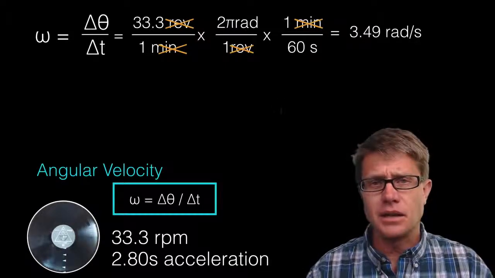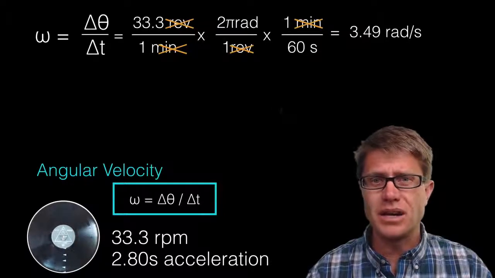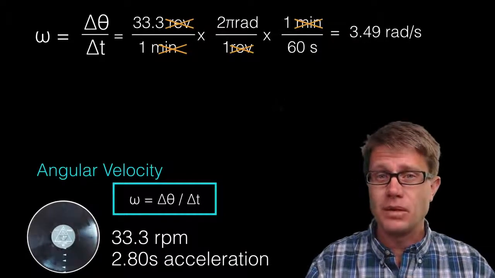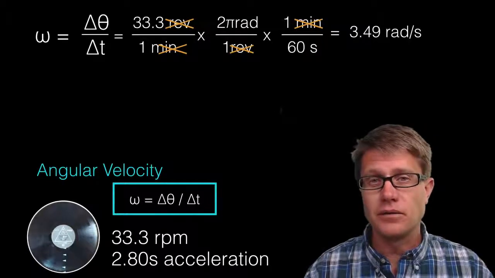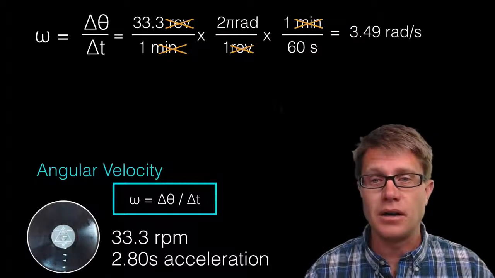Which makes sense. If it takes a minute to go around 30 times, it makes sense that it's going a little more than pi radians, or 3.49 radians per second. So that's my angular velocity, and it's the same for any point along that album.